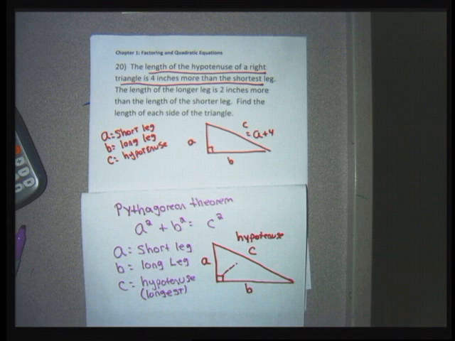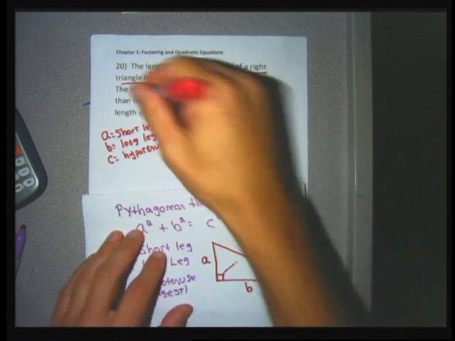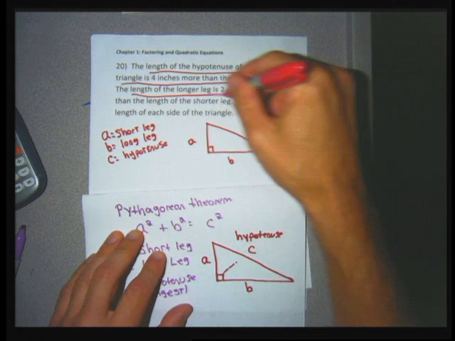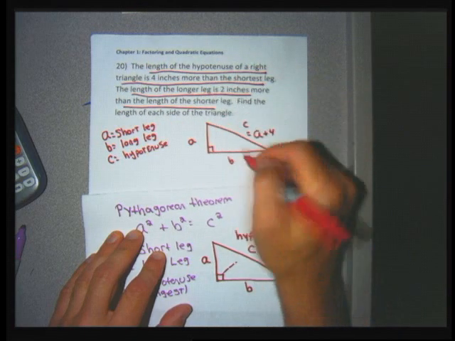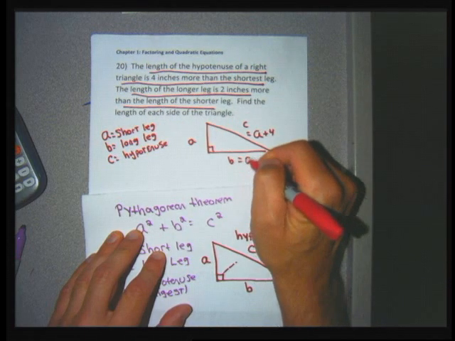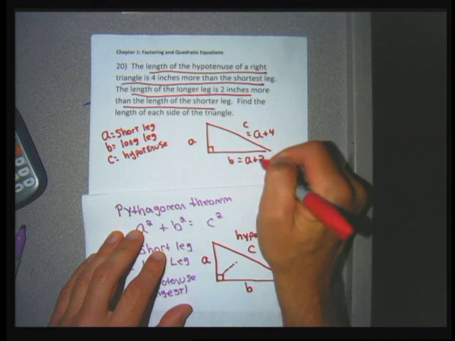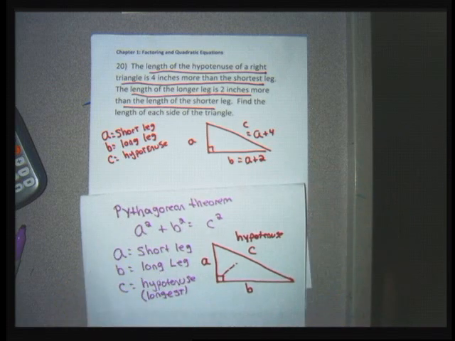Now I'm going to move on to the second sentence. The second sentence says the length of the longer leg, which is my B, is 2 inches more than the shortest leg. The shortest leg is A, so this is going to give me this side, B, which is the longer leg, is A plus 2.